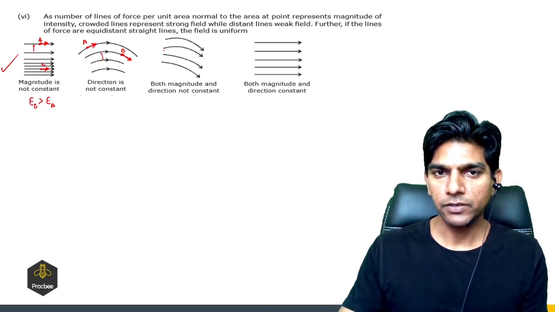Now in this case, if I consider point A and another point B, let me take A on a line, right? So at this point the electric field is pointing in this direction, and let me take this point as B.